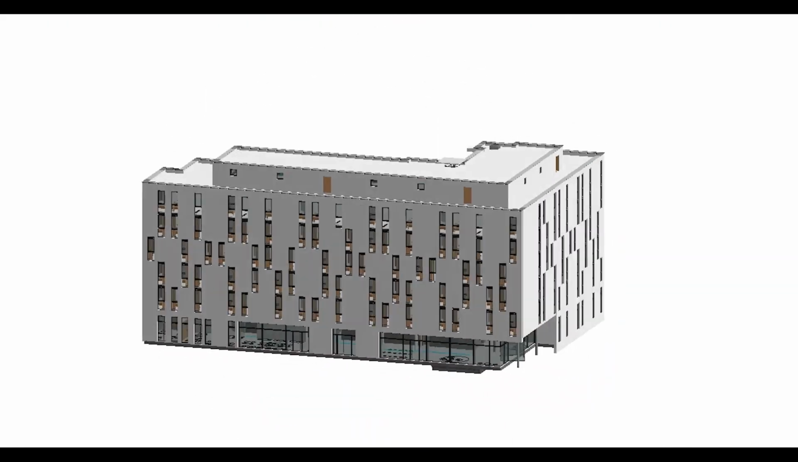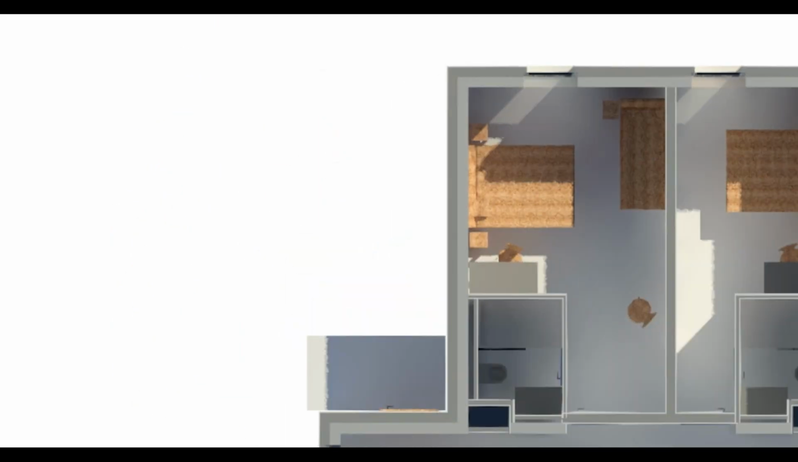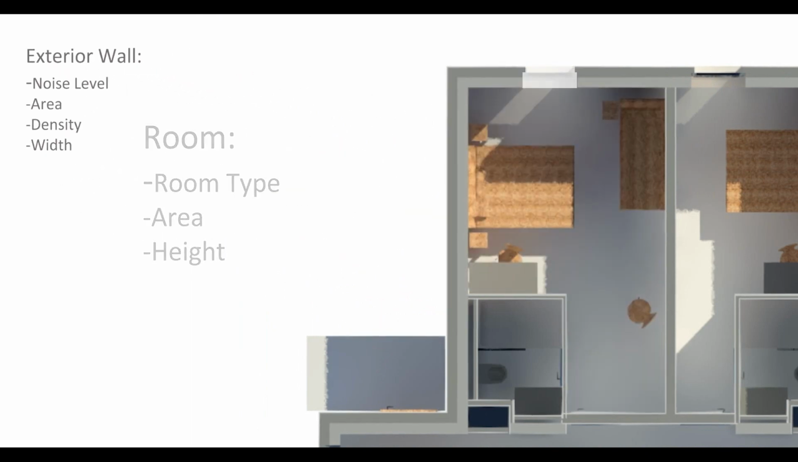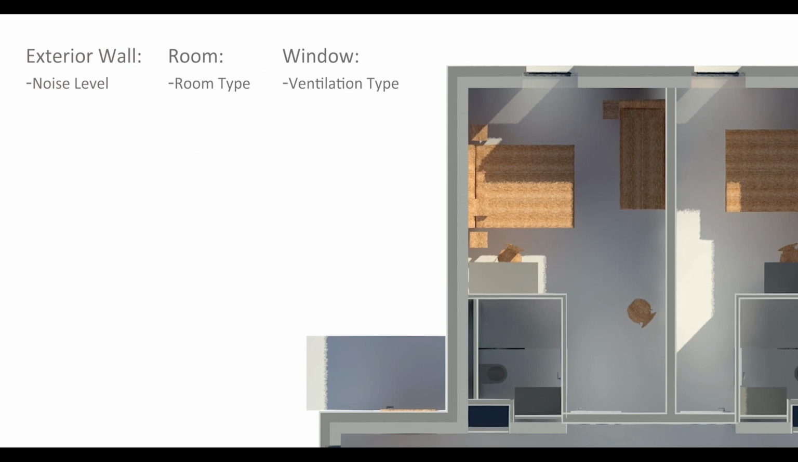This is the building model in Autodesk Revit. Let's pick a room and show you the necessary parameters for the calculation. The geometric parameters of exterior walls, windows and rooms are automatically retrieved from the digital model. Only the noise level on the wall, the type of room and ventilation require user input.